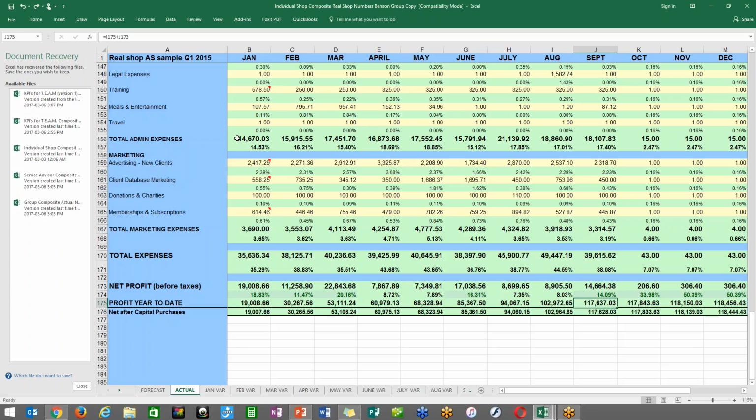But it's kind of nice to see that, hey, I'm making some decent money in this business. Sometimes you lose sight of that and you think this month wasn't very good, but oh, my profit year to date is looking pretty good. Okay, so that is the financial composite.